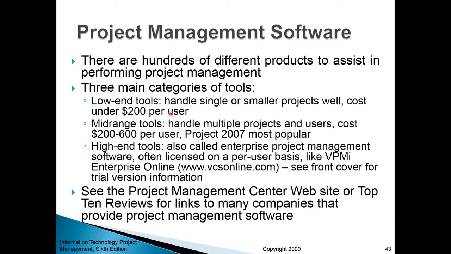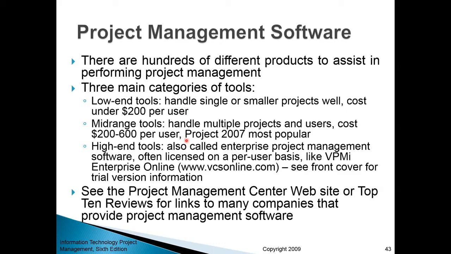Roughly speaking, those tools can be divided into low-end tools. They handle single or small projects. They usually cost something like under $200 per user. Some of them are free. One tool that I would like to show you, and the link to this tool is available from the handout section of our course in Canvas, is Productive. It's a free tool that can be used for small teams and small projects.